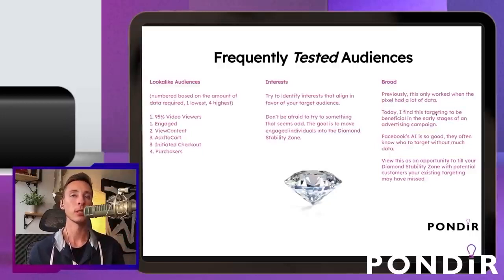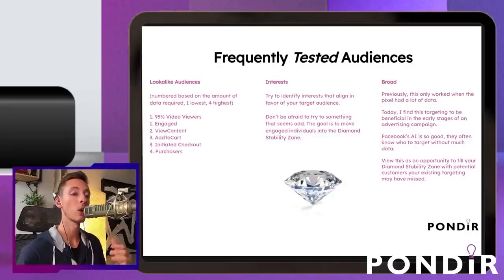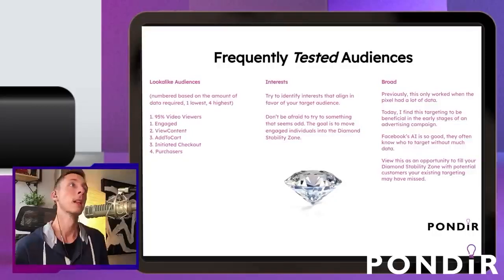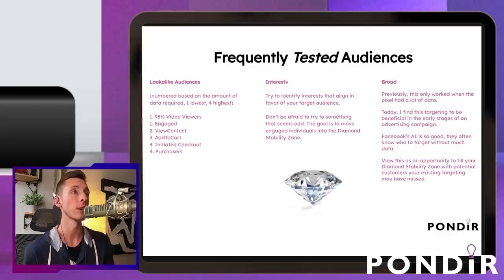Facebook's artificial intelligence is extremely good, and they know who to target much better than we actually do. So let them do their thing, let them optimize, put some trust in it, and once again, view this as an opportunity to fill your funnel with potential customers or leads that you might have missed with existing targeting. So this is how we scale Facebook ads. This is a full breakdown, all of our strategies, all of our data, our process, and it has worked extremely well, as you saw from our results that we've been able to generate using this.